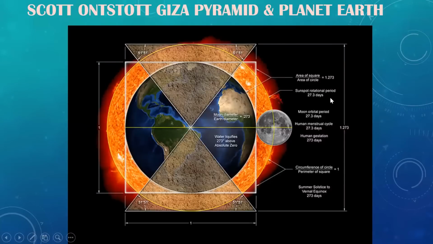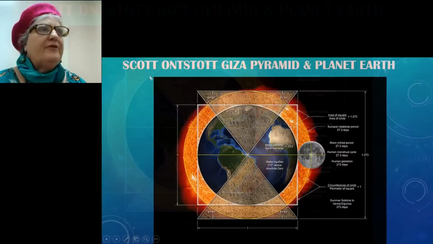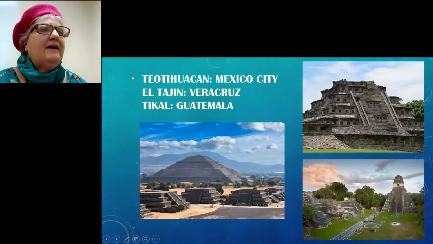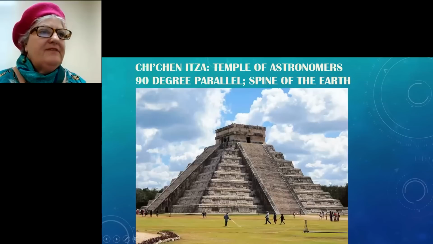And this is the work of Scott Onstott, a current researcher who has done a lot with looking at sacred sites and the correlation of the planet and the Great Pyramid. These are pyramids in Mexico. This is Chichen Itza, where I was honored to be able to participate in ceremonies with Mayan timekeepers in 1988.